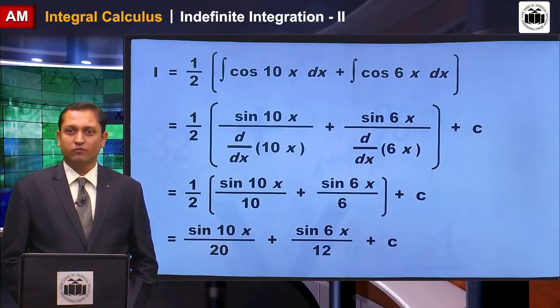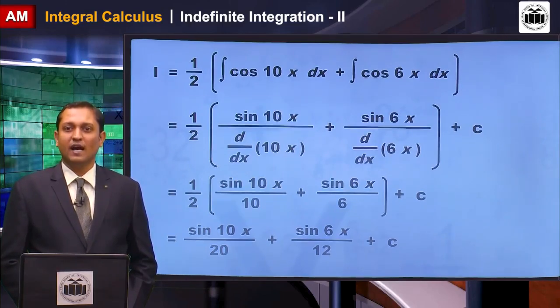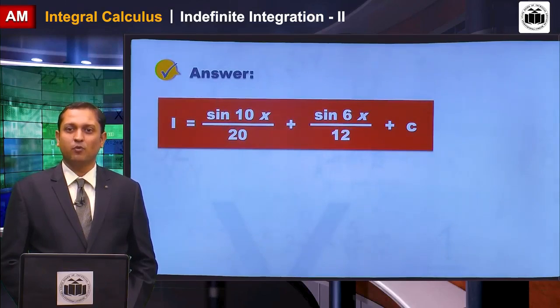Now because of the use of the formula we have got composite function integral cos 10x dx and cos 6x dx which we integrate by using the 2-point solution, and we are getting the answer sin 10x upon 20 plus sin 6x upon 12 plus c.